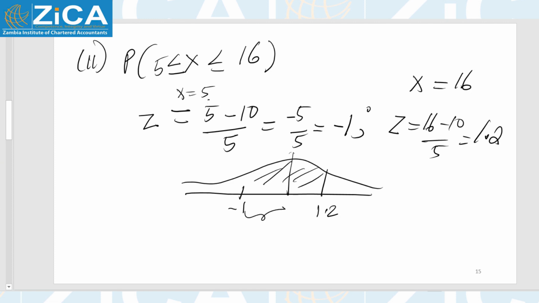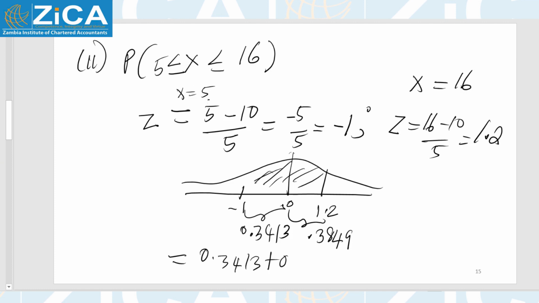So if you go to the table here, minus 1 will correspond to the table's 0.3413. Then for 0 to 1.2, which we already got, 0.3849, if you remember. But since we have got opposite sides, and you are looking for this area, you add, please, 0.3413 plus 0.3849, and you get 0.7262.